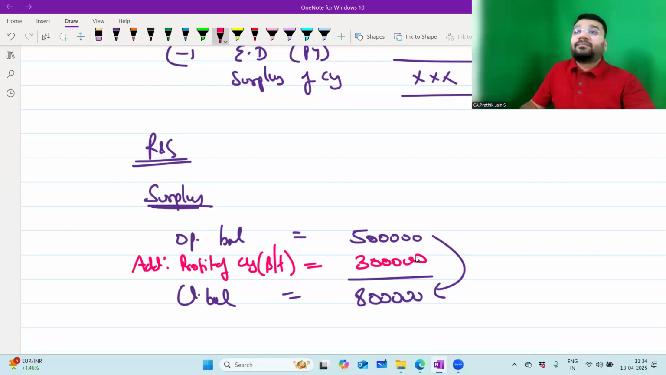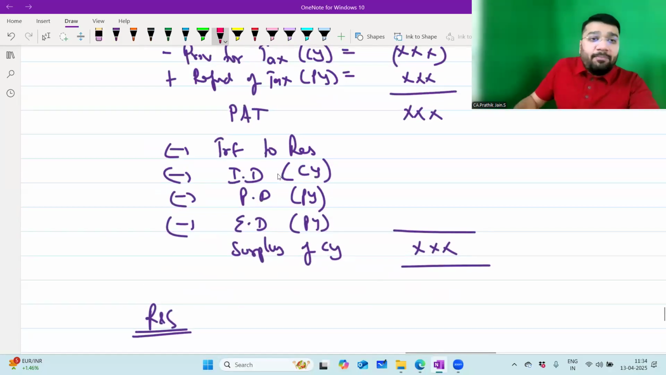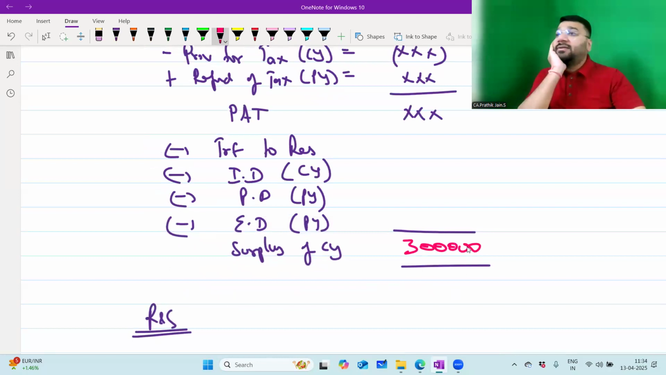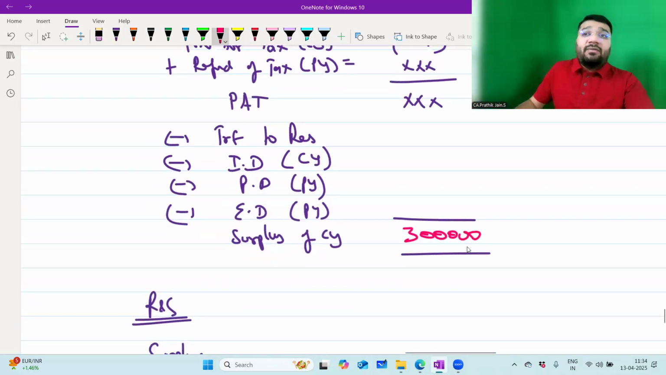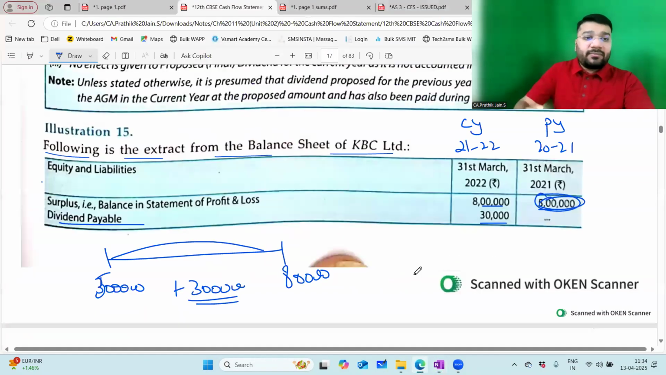Any problem? So can I say the surplus here should be how much? How much should be the surplus here? 3 lakh rupees. Any difficulty in digesting this? Everybody is comfortable? Okay. Now please tell me which of these items are being fitted here.